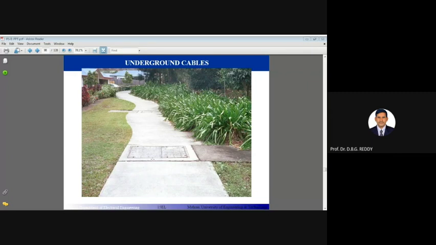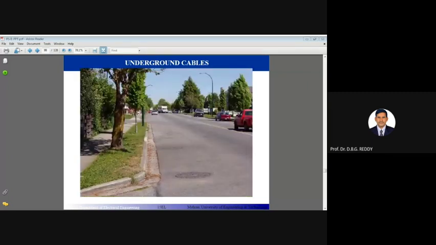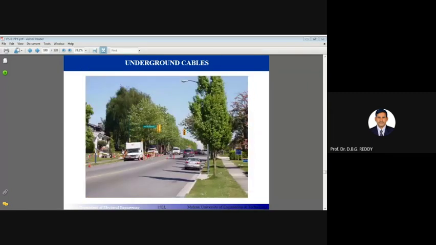These are also passages of underground cables in various cities worldwide, showing how they are planned. These are underground cabling areas. It works well and is easy to operate.